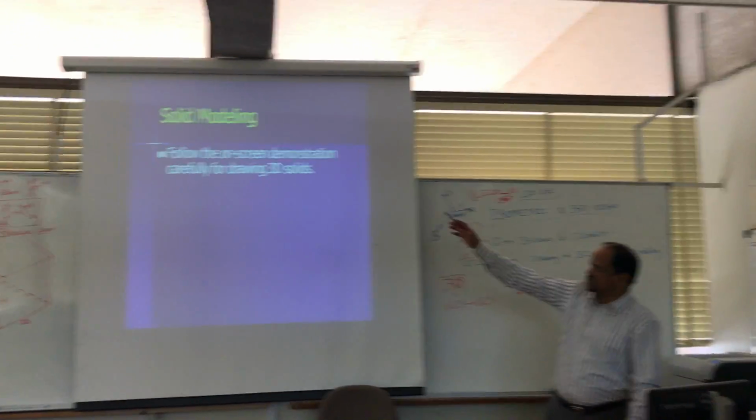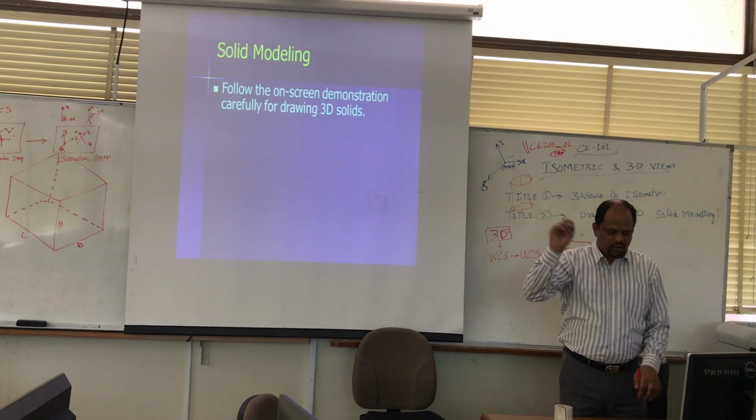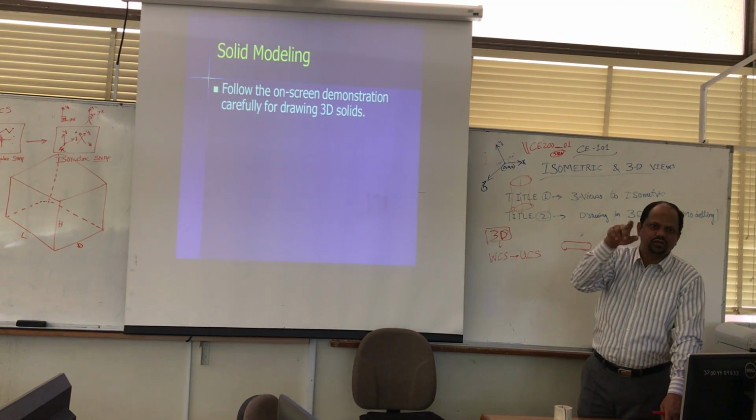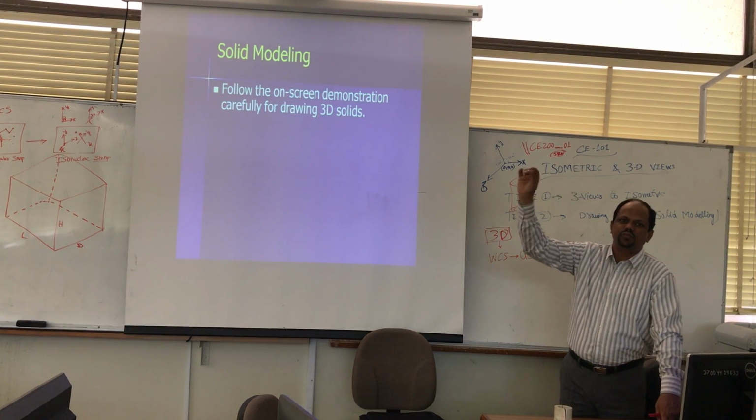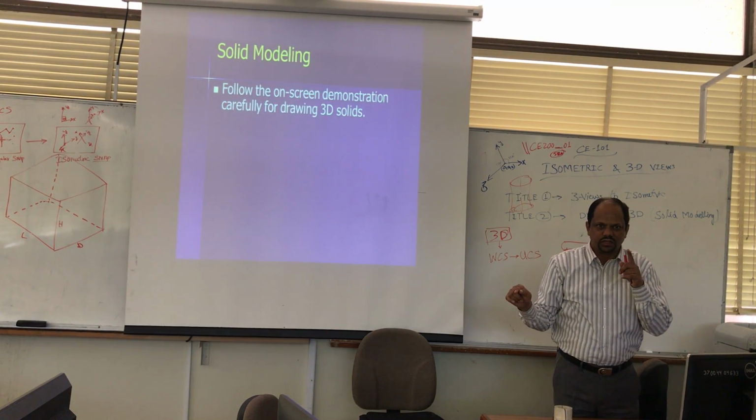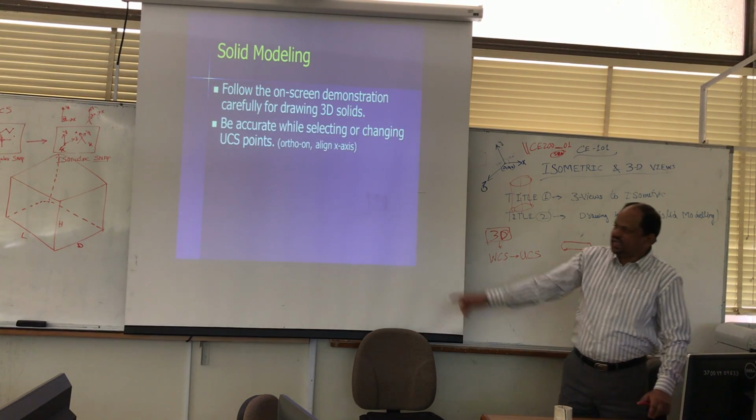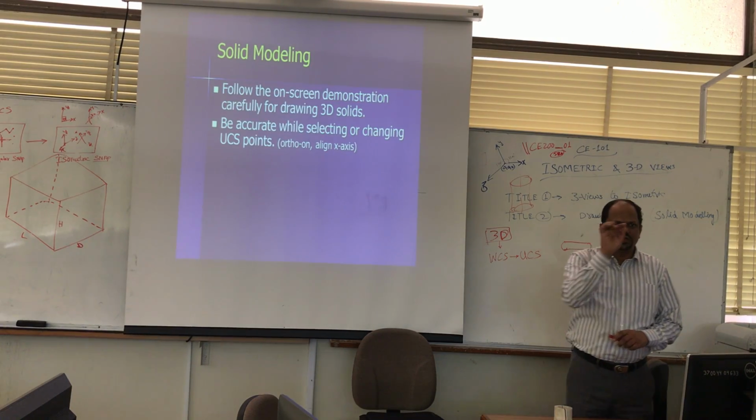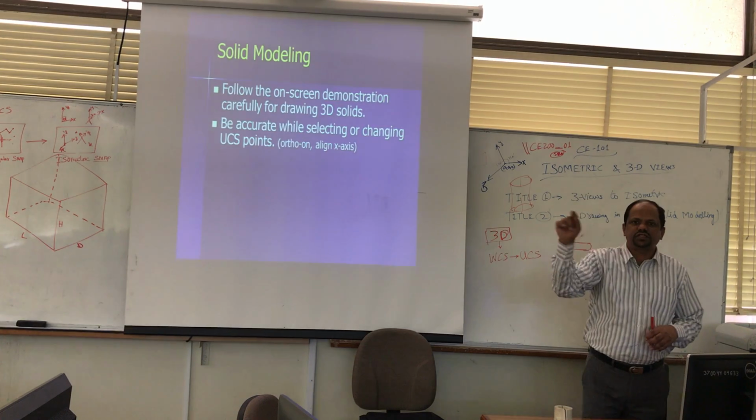Follow the on-screen demonstration carefully for drawing 3D solids. Because today, first time you are practicing, so follow very carefully. When I am drawing, don't try to draw or lose your concentration here and there. Because when I am drawing, you have to see where I am moving my cursor, how I am changing the UCS from one point to another point. That is the only thing where you have to do it very accurately. Be accurate while changing or selecting UCS point. UCS is user coordinate system point. You should have ortho on and you should align x-axis.